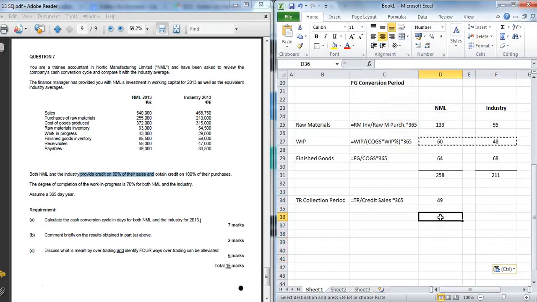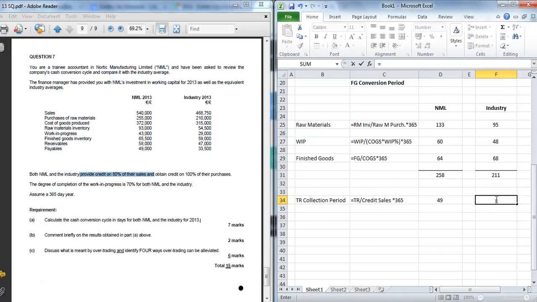The average time taken for your customers to pay you is 49 days. The same formula for the industry. It'll be their trade receivables, which are 47, divided by the average sales, which is 468.75, and again times 80%, because you're told it's the same percentage for both the NML and the industry. And don't forget to multiply by 365.